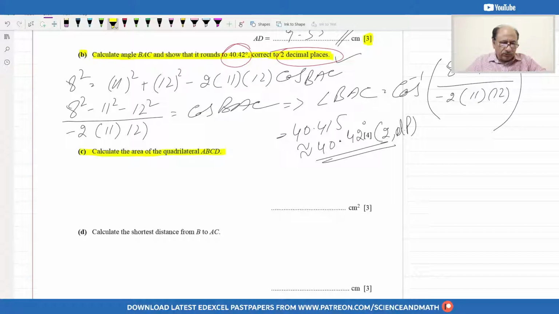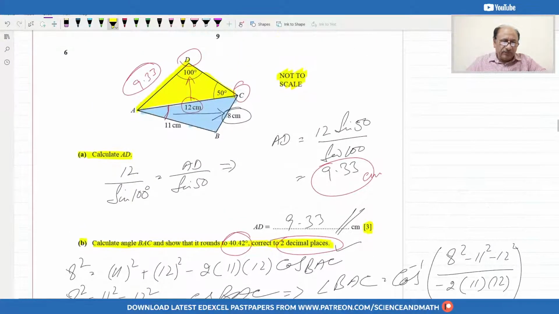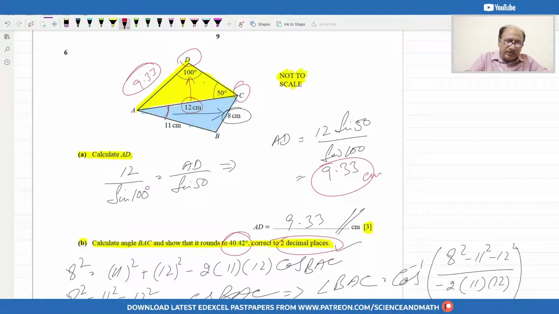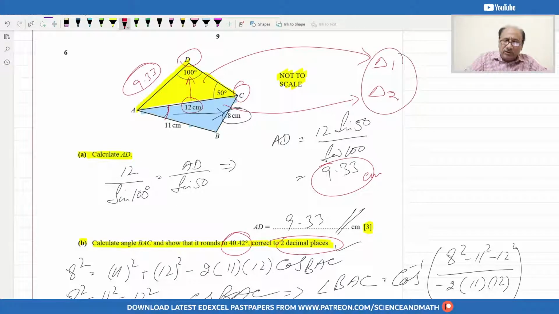So calculate the area of quadrilateral ABCD. Now this whole quadrilateral is ABCD. If we take the separate areas of triangle 1 and triangle 2 and add those two areas, this will basically be the area of the quadrilateral. This will be our strategy. We'll be finding the area of the separate triangles.